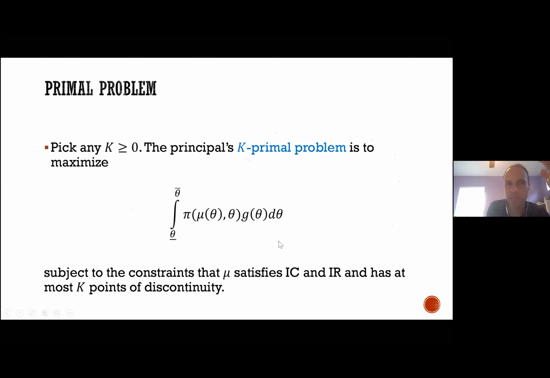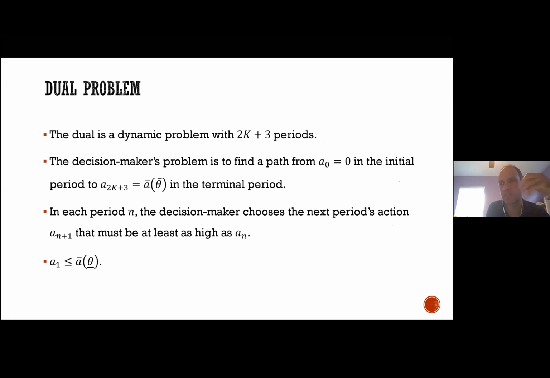And now my claim is that this K primal problem, where I fix K, the upper bound on the points of discontinuity, is going to be equal to this dual problem, which is a dynamic optimization problem. Okay. So what is this dual problem?